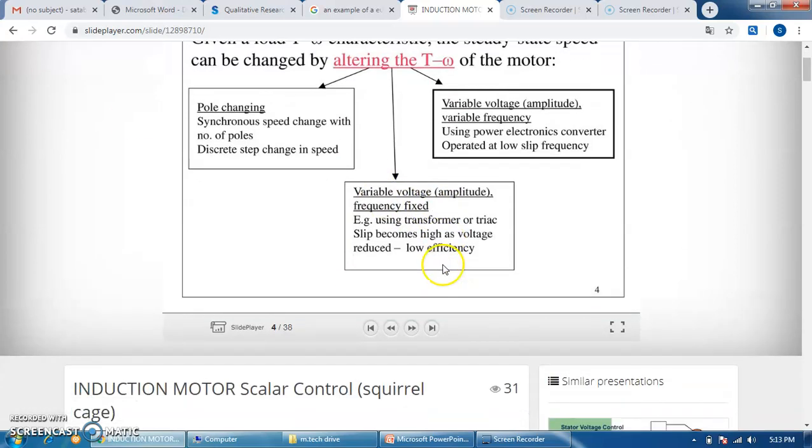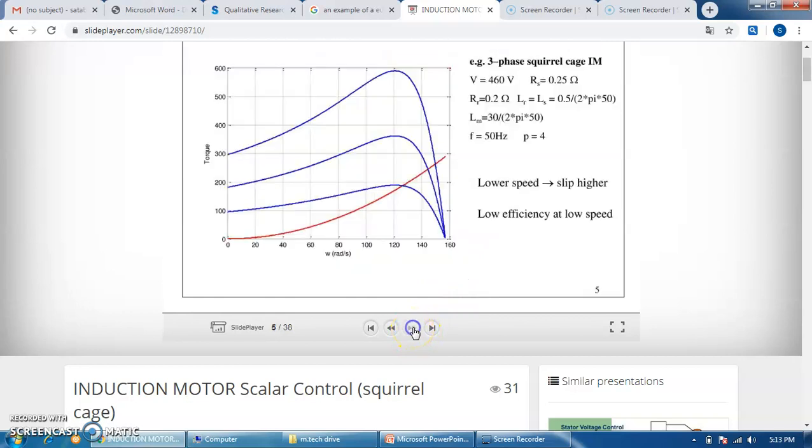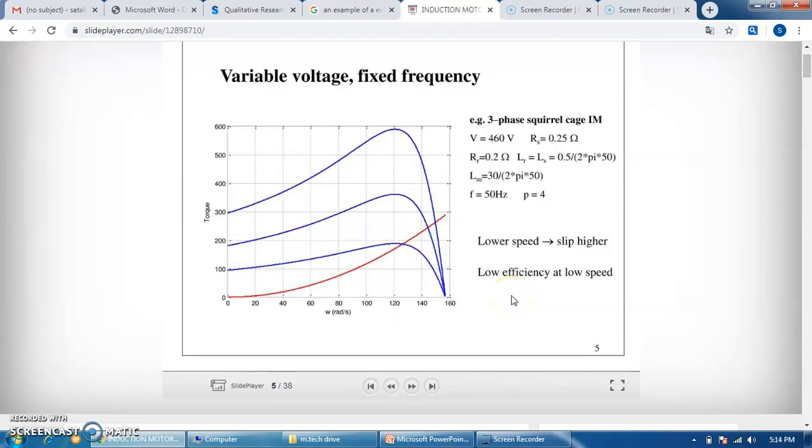Now there is another method, variable voltage with fixed frequency. This is also a very important method. Using a transformer or triac, slip becomes very high as the voltage is reduced. So in this case it has lower efficiency. Now, variable voltage, fixed frequency.